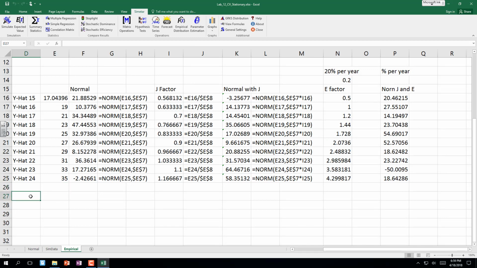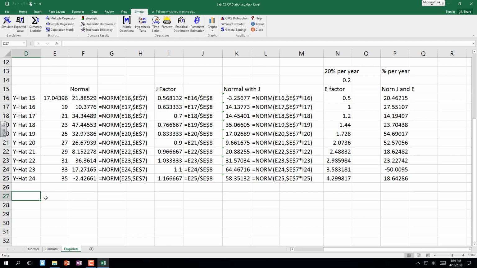Dr. Richardson? Yes? In empirical distribution, though, it automatically corrects. The empirical will automatically correct for the J. We don't have to have a J in it. Yep. Okay? I'll show you.